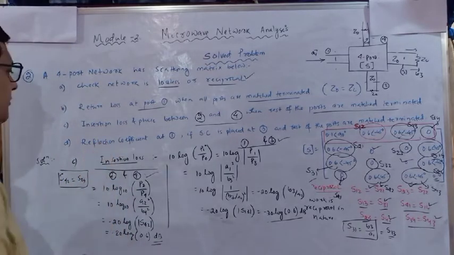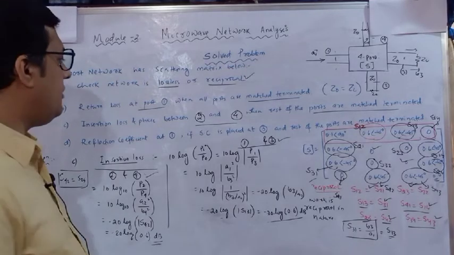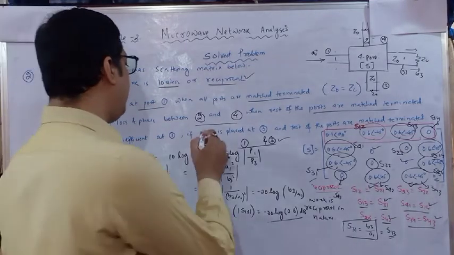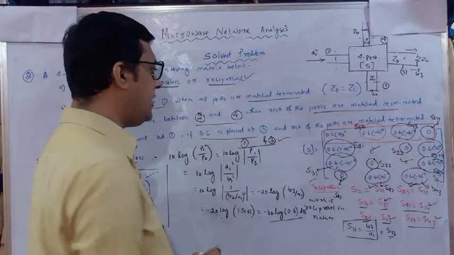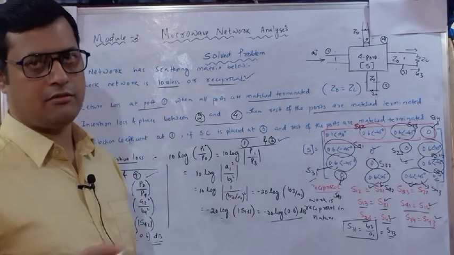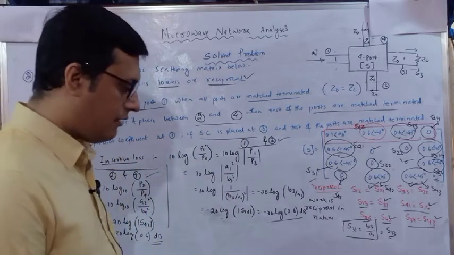So the last one: you have to identify the reflection coefficient at port 1 if a short circuit is placed at port 3 and the rest of the ports are match terminated. That we will solve.